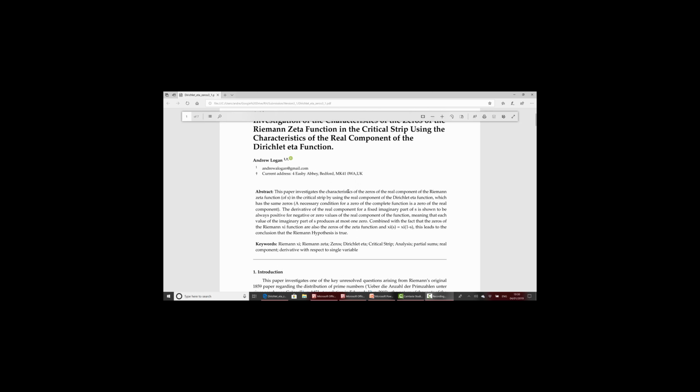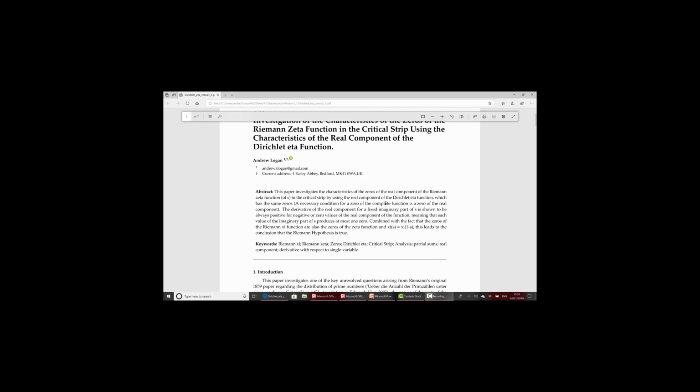What we'll be doing with the paper is investigating the characteristics of the zeros of the real component of the Riemann zeta function of s by using the zeros of the real component of the Dirichlet eta function, which has the same zeros as the zeta function. Remembering that a necessary condition for a zero of the complete zeta or eta function is a zero of the real component, we'll be showing that the derivative of the real component for a fixed imaginary part of s is always positive for negative or zero values of the real component of the function, meaning that each value of the imaginary part of s produces at most one zero.